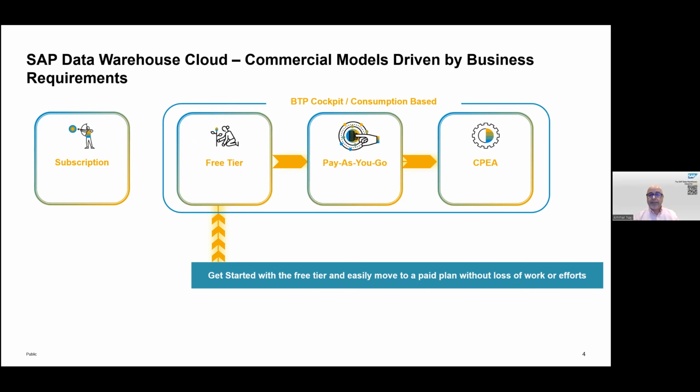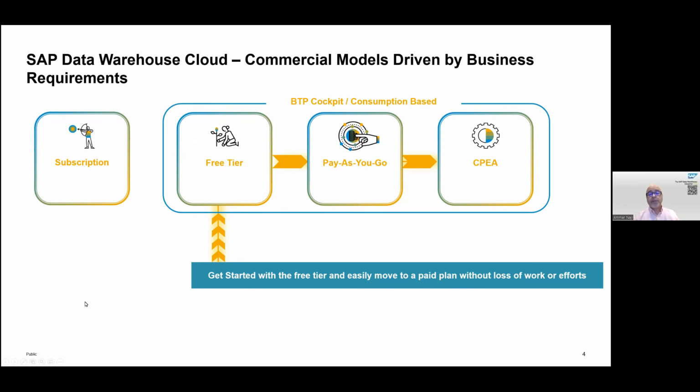So what does this mean for customers? This new consumption-based approach would allow customers to simplify their journey to SAP Data Warehouse Cloud and adopt the commercial model that best fits their business needs. It also allows customers to stay flexible and in control of their journey by starting free and transitioning to a paid plan. Also, it allows customers to start small and grow on demand based on the capacity they need in the future.